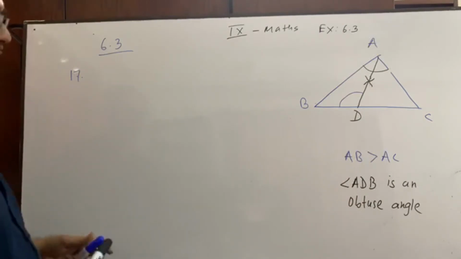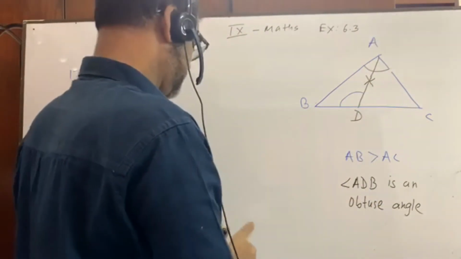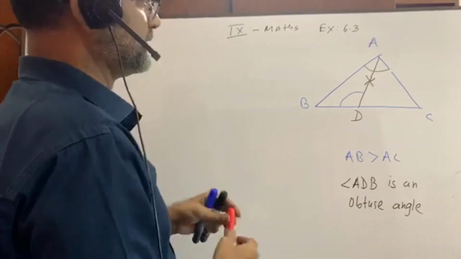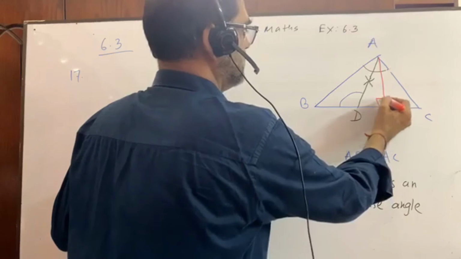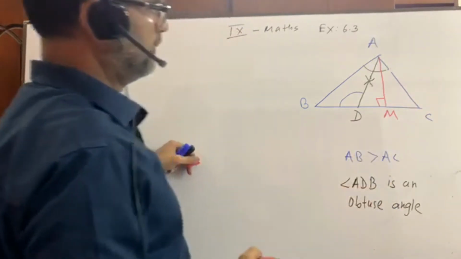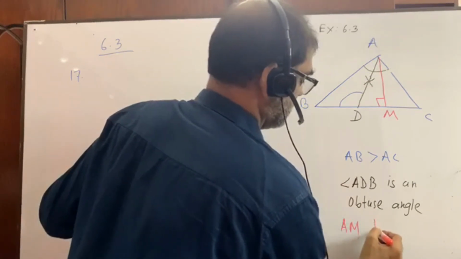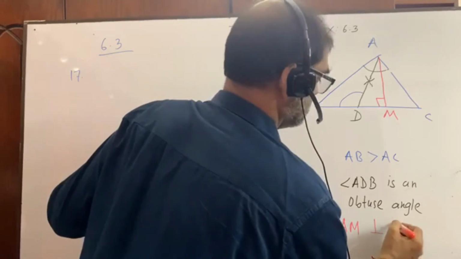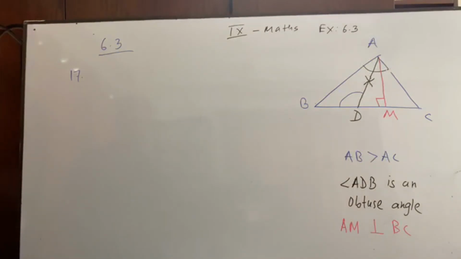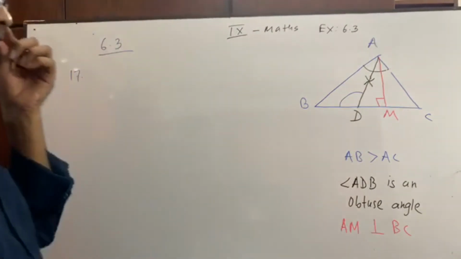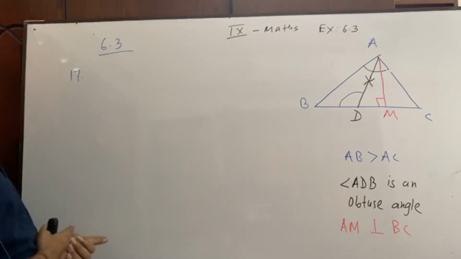Okay. Now you see, construction. We have to draw a perpendicular from A to BC. You write down. You see, this is the perpendicular. This is M. AM is perpendicular to BC. You see what the construction is going to be. AM is perpendicular to BC.